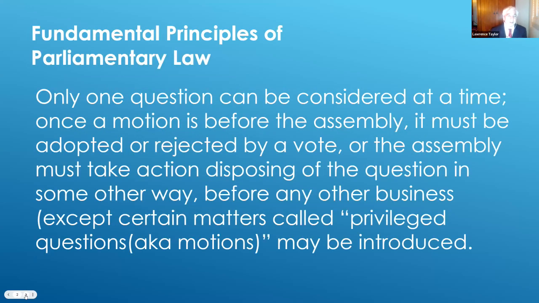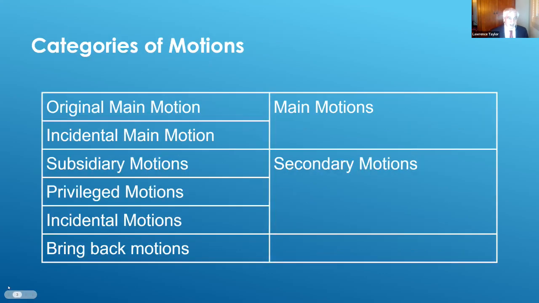So to go back to the fundamental principles of parliamentary law, there is this principle that only one question can be considered at a time. Once a motion is before the assembly, it must be adopted or rejected by a vote, or the assembly must take action disposing of the question in some other way before any other business, except certain matters called privileged questions, may be introduced. The reason we're reviewing this is because we're talking about secondary motions, and it kind of sounds like it's in opposition to this idea, but it's actually not.